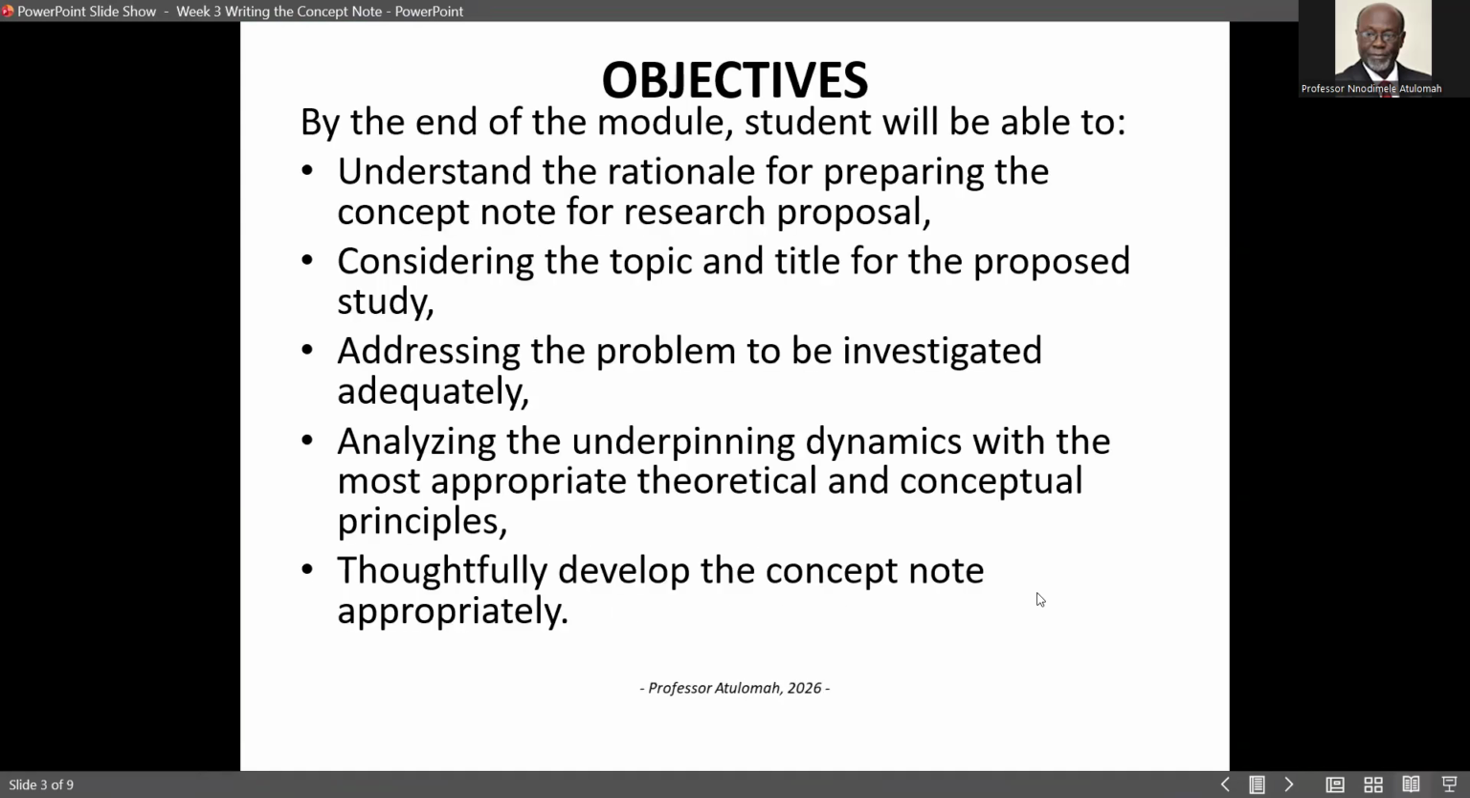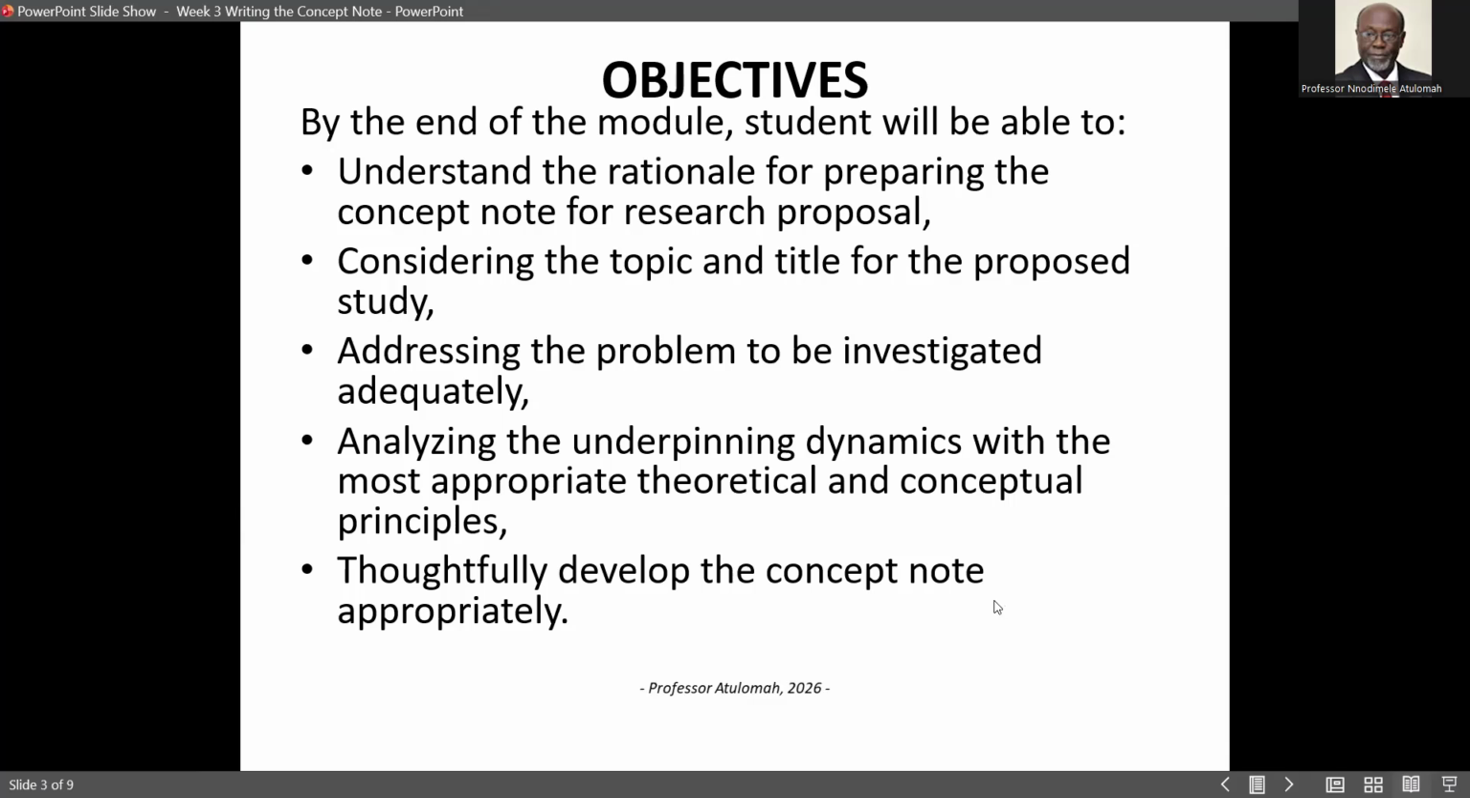The objectives set out are here identified and listed. By the end of this module, students will be able to: one, understand the rationale for preparing the concept note for a research proposal; two, consider the topic and the title for the proposal or proposed study; three, address the problem to be investigated adequately; four, analyze the underpinning dynamics with the most appropriate theoretical and conceptual principle; and lastly, thoughtfully develop the concept note appropriately.